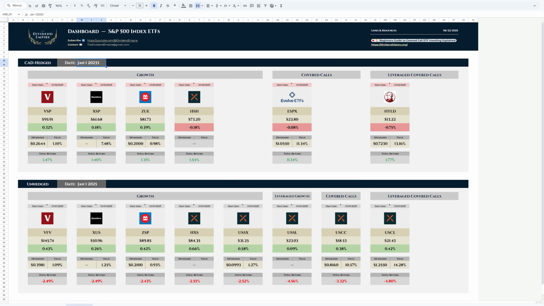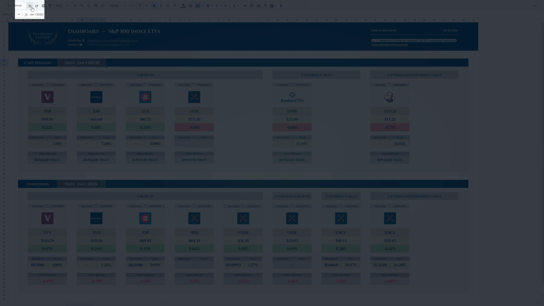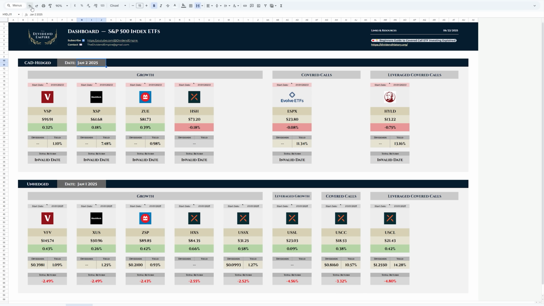If you type it in wrong or mess it up, just use the undo button in the toolbar above to fix it. Now, you'll notice every time you change a date value, you'll see that the start date for all the ETFs changed to red. This is to let you know that it's processing your change, and when it turns back to normal, it means your values have now been updated. So when you see it turn red, just give it a little bit of time to process and update all the values.